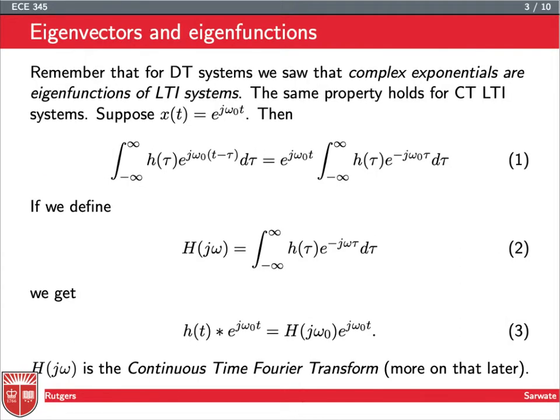So for DT LTI systems, we saw that complex exponentials were eigenfunctions, and that meant that you put in a complex exponential, you get the same complex exponential out, but with a magnitude and phase shift. So the same property holds for CT LTI systems. Let's take a look at x of t is equal to e to the j omega naught t. That's a complex exponential. It has magnitude 1 and phase omega naught t.